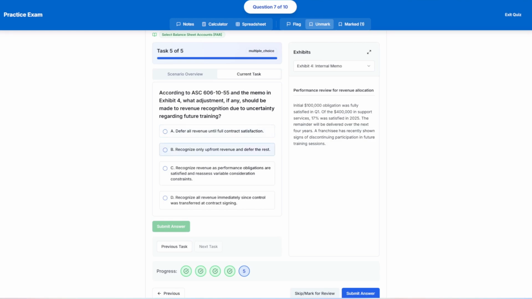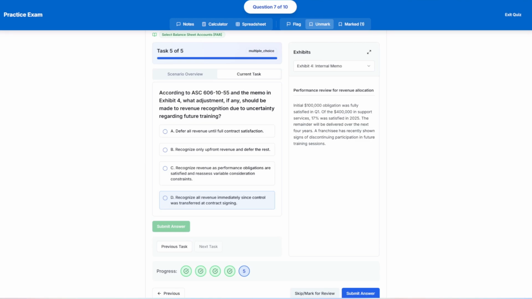Option B says recognize only the upfront fee and defer the rest. But wait, we've satisfied 17% of the ongoing support services. That portion should be recognized too. Ignoring it means understating revenue. So option B is incomplete. Option D says recognize all revenue immediately since control transferred at signing. That's aggressive. Even if the contract was signed, control transfers as performance happens, not just when the ink dries. Most of the services haven't even been delivered yet. So this is too much.